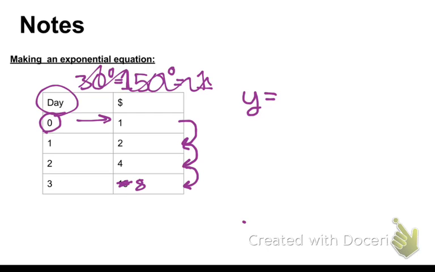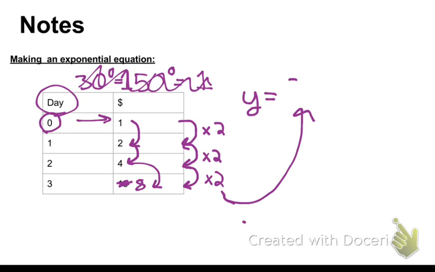But what I want to look at is what am I multiplying everything by? To get from 1 to 2, what did I have to multiply by? I had to multiply by 2. And then to get from 2 to 4, I had to multiply by 2. And then to get from 4 to 8, I had to multiply by 2. And my question becomes, well, I know I'm increasing by 2. I know 2 is my coefficient. However, how many times am I doing that? Well, I'm going to experiment a little bit and say 2 to the x power.